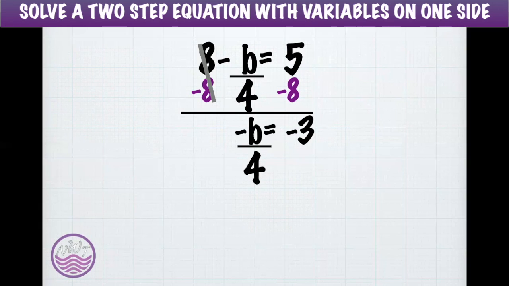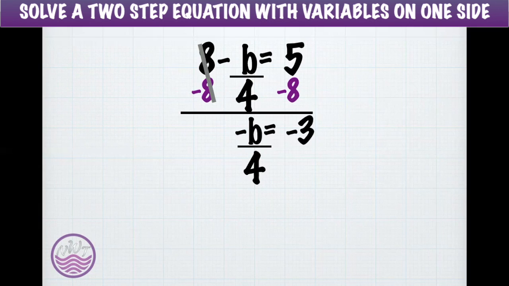So many times students get confused with negative and subtraction signs. They are one and the same, just like positive and addition signs are. So that subtraction sign is actually a negative sign and vice versa. So make sure you bring that down. The next step is, now that I have -b/4 equals -3, I do need to get the b by itself. So my first way to do that, just like the last question, is to get rid of whatever is attached to it. So first, I need to get rid of that 4.